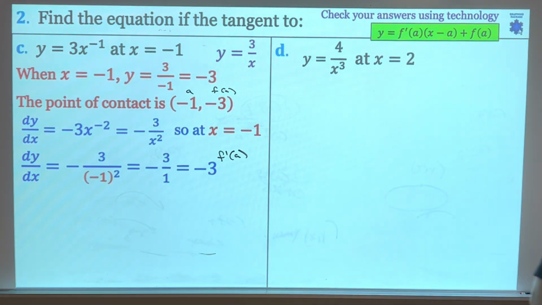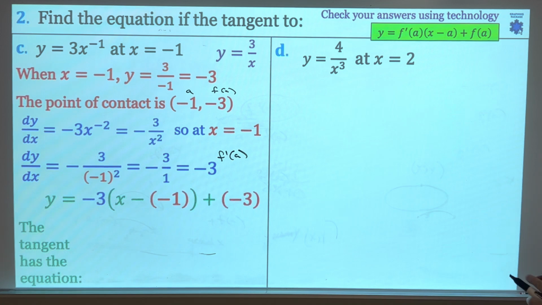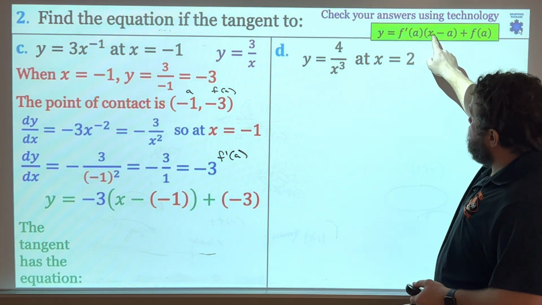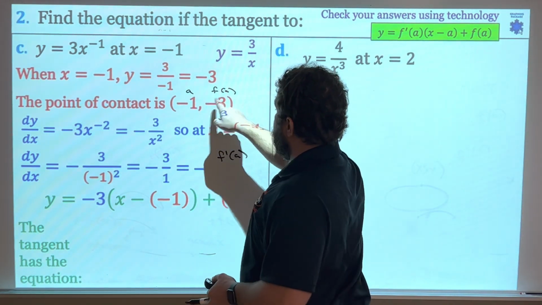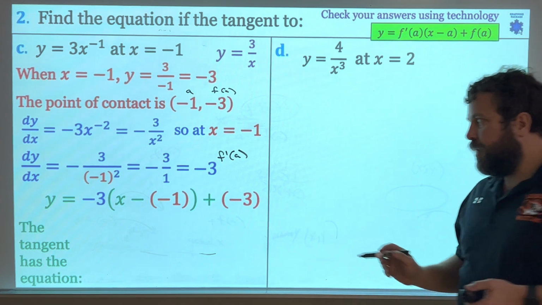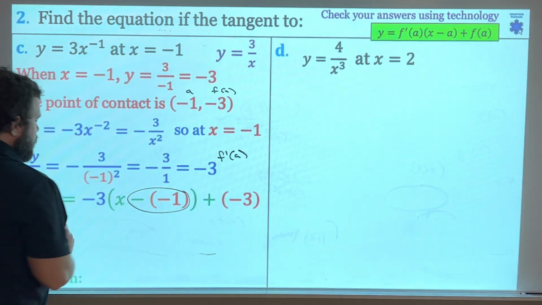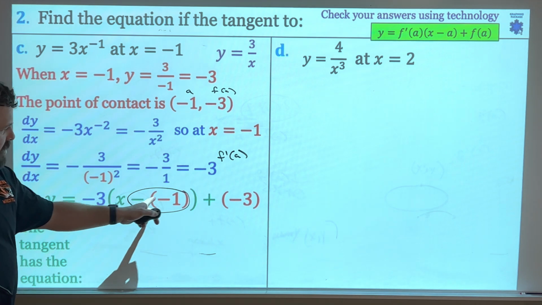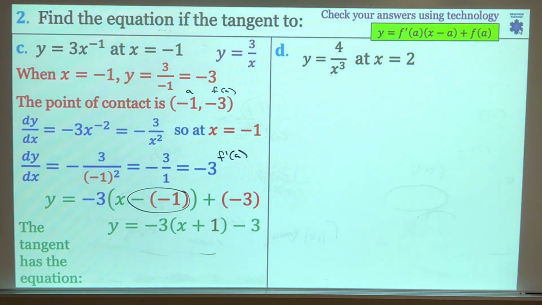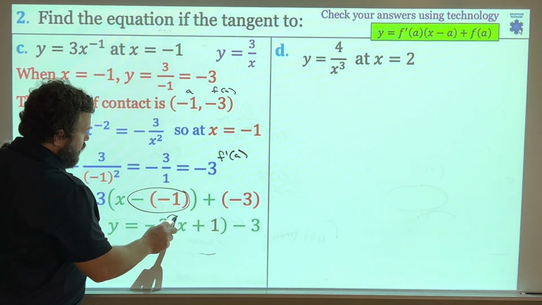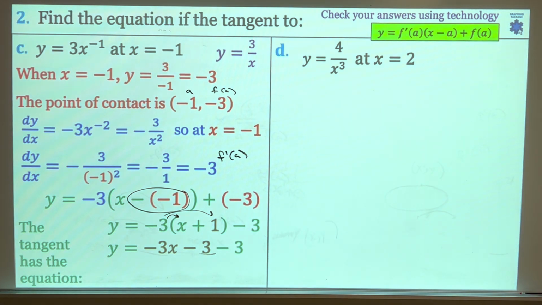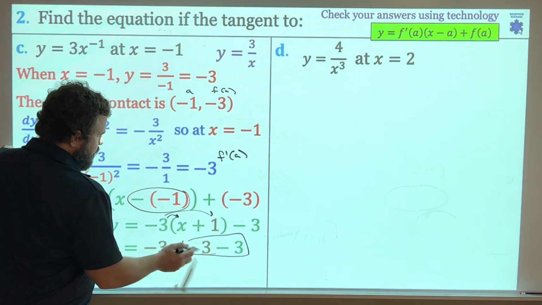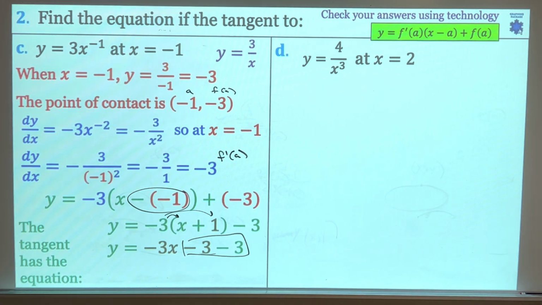Plug it into the equation. You get negative 3 times (x minus negative 1), plus negative 3. Once again, right here, double negative, so this becomes negative 3 times (x plus 1) minus 3. Going to distribute my negative 3: negative 3x minus 3 minus 3. And then you're going to combine like terms. Negative 3 minus 3 is negative 6, so it's y equals negative 3x minus 6. All right.